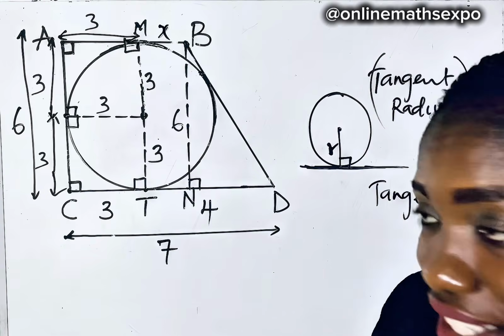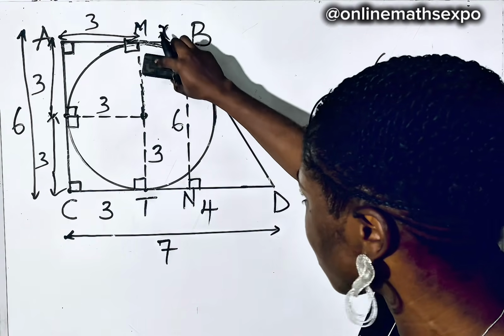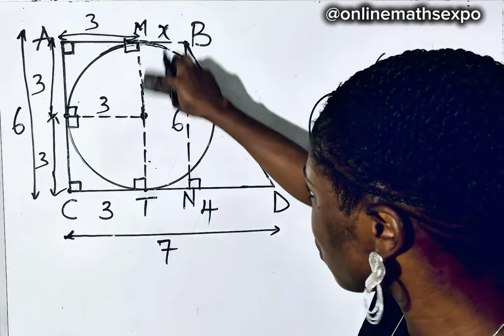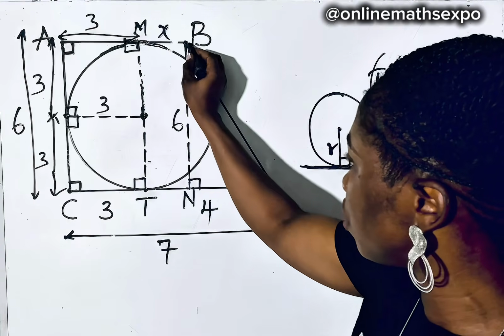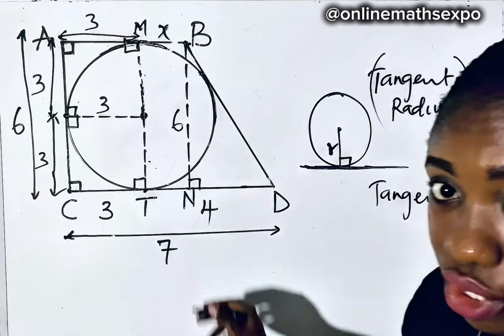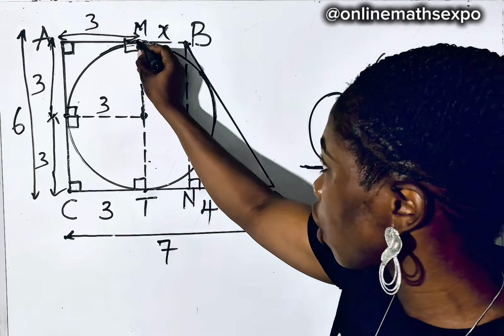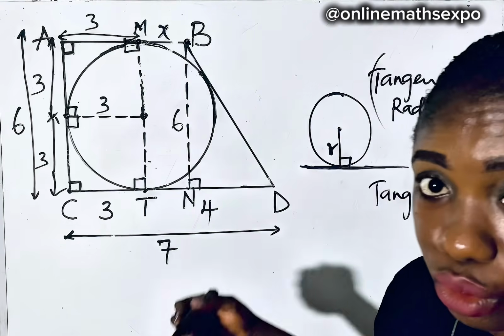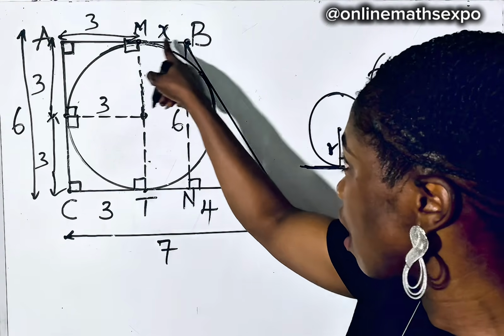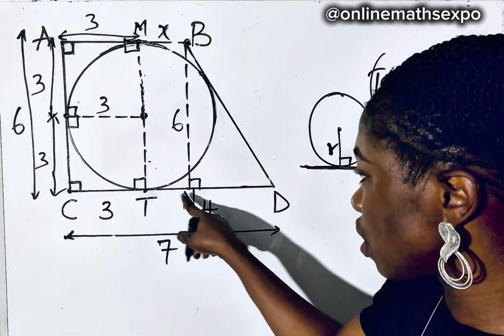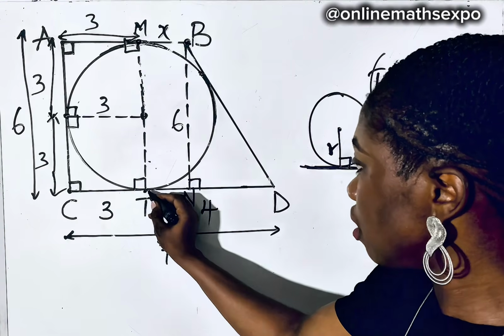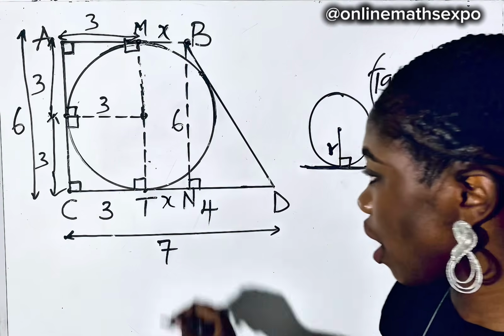MBTN is a rectangle. Let's clear this so that it looks clearer. Did you see? This MBTN has formed a rectangle. And you know that the opposite sides of a rectangle are always equal. So length MB should be equal to TN. So if here is X, this length is also going to be X.